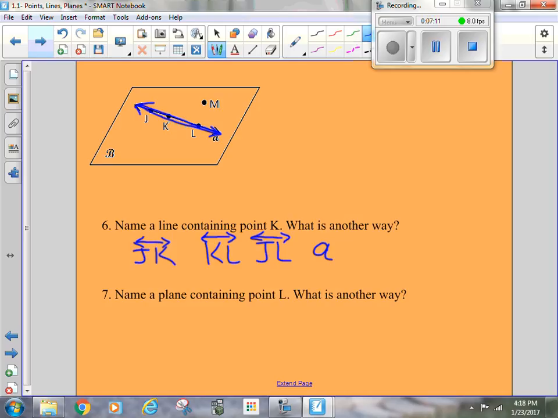And then I want you guys to name a plane containing point L. So there are multiple ways to do this as well. One way we learned was using just the uppercase script letters, so we could use the B, but we could also label it using K, L, M, 3 points that are not collinear. Not collinear when you're labeling a plane. And then also we could use J, L, M.